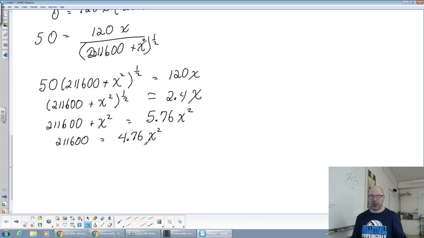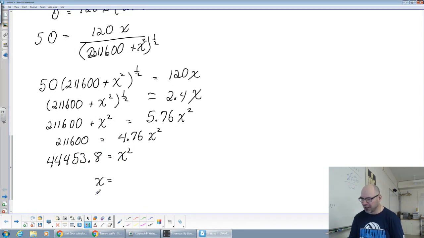Divide both sides by 4.76. Take your 200,011,600 and divide by 4.76, and you get 44,453.78 or so equals x squared. And then we square root both sides.